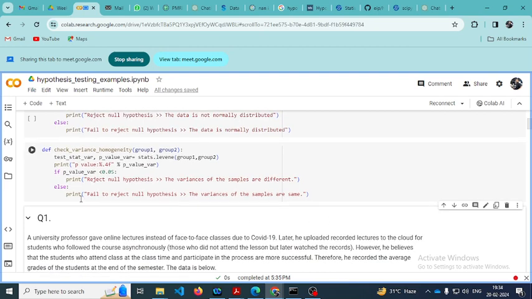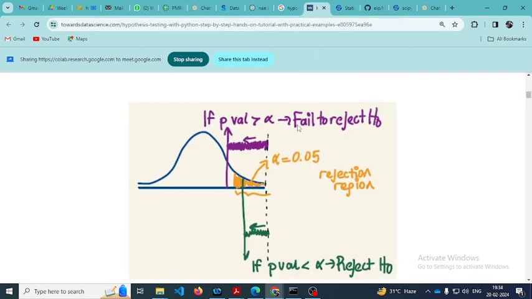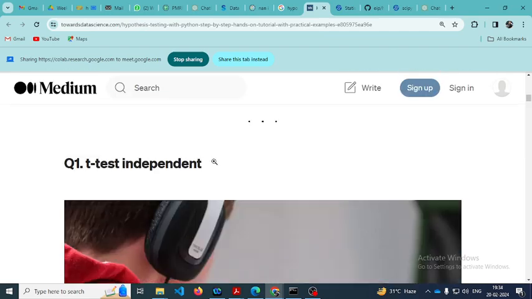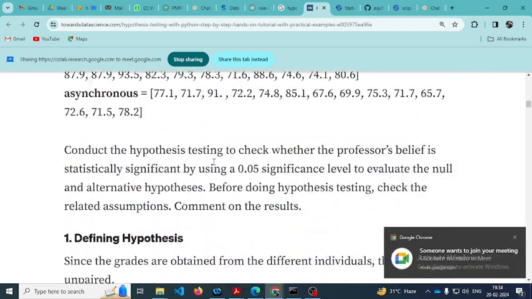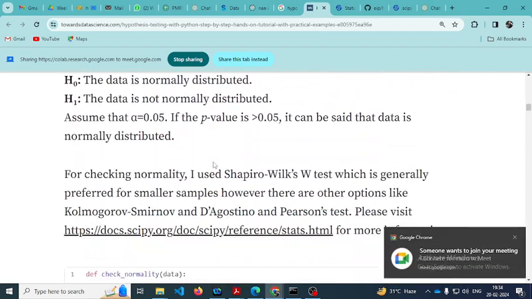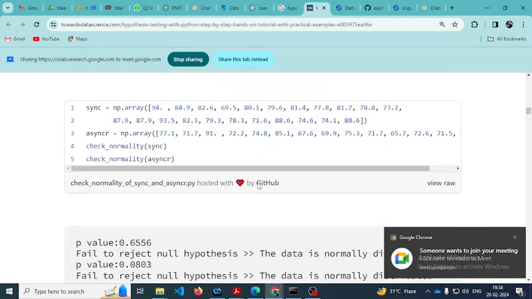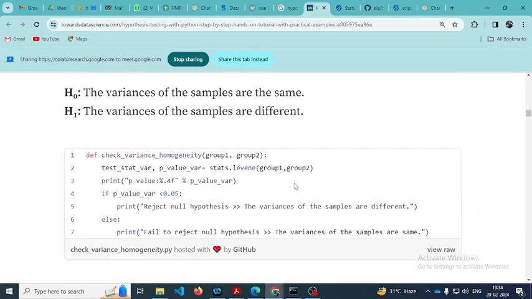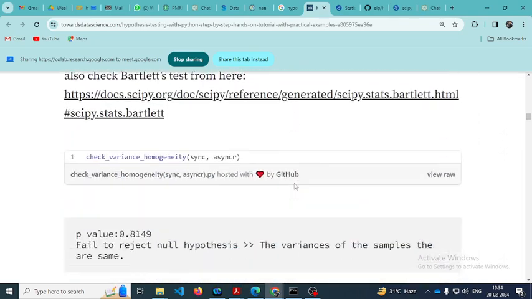So that means it will fail. It will go for the else case. It will fail to reject that null hypothesis. The variance of the samples is the same. So you are going to assume that the variance of the two samples is the same. These are the two tests for which you are going to call this function.